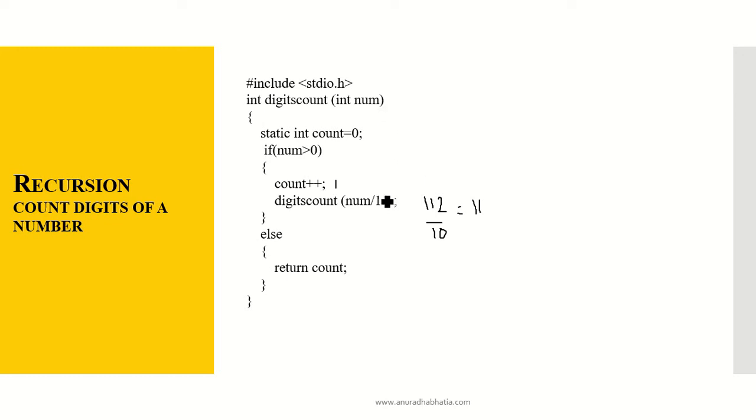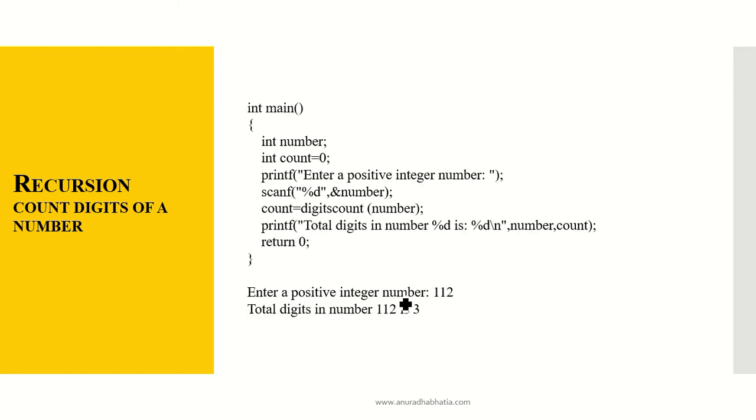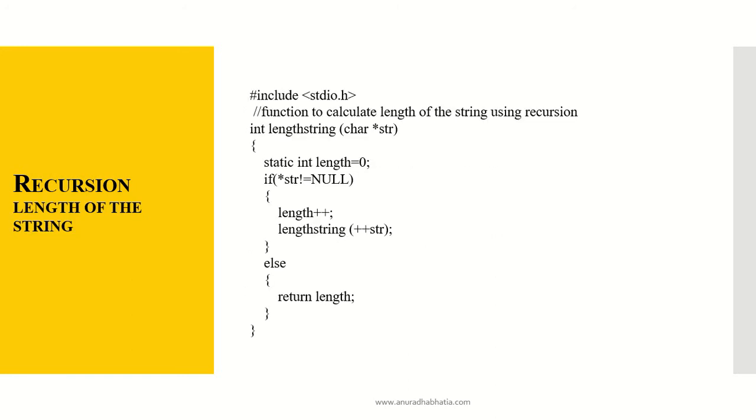So what happens, it goes back. Now my number is 11. So 11 is still greater than 0, count is incremented by 1. Now my count becomes 2. Again it is divided, so the quotient is 1. It goes back, it is again greater than 0, so my count becomes 3. Next time my answer becomes 0, so it is not greater than 0. So it comes to the else part and it returns the count, and the count is 3. So we come over here, and for the positive integer number 112, the total digits are 3. This is how we count the digits of a number using recursion.